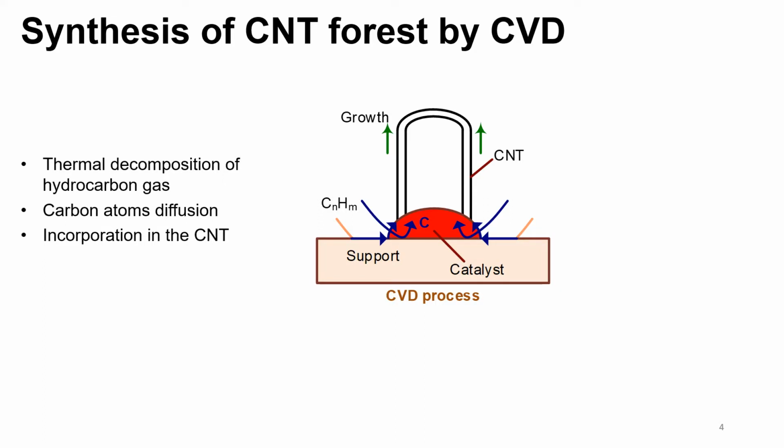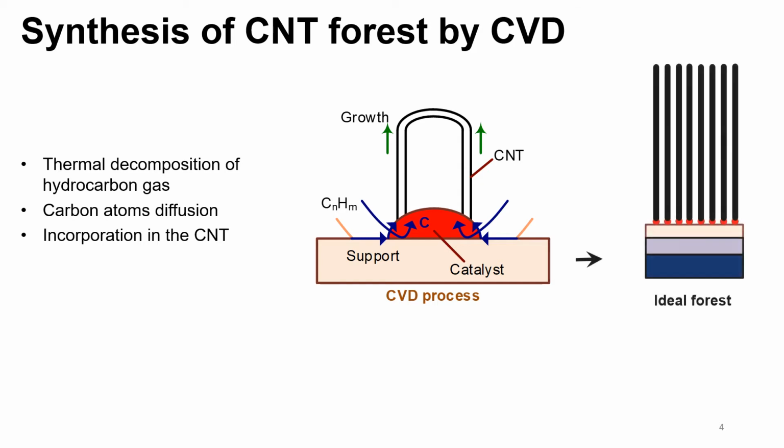Chemical vapor deposition is the most promising method of synthesizing CNTs because of scalability, versatility, and production of high-quality nanotubes. This schematic shows that in the CVD process, first the hydrocarbon gas thermally decomposes on the surface of a nanoparticle at a high temperature. Then carbon atoms diffuse on the surface or into the nanoparticle until they are incorporated in the growing CNT. The process can be scaled up by using a large number of catalyst nanoparticles.